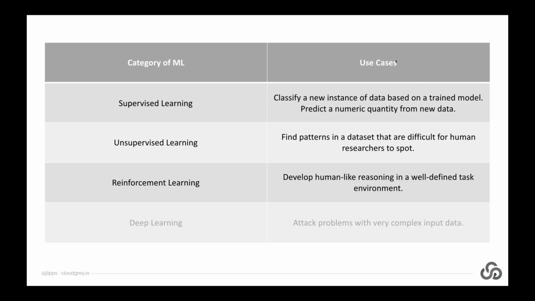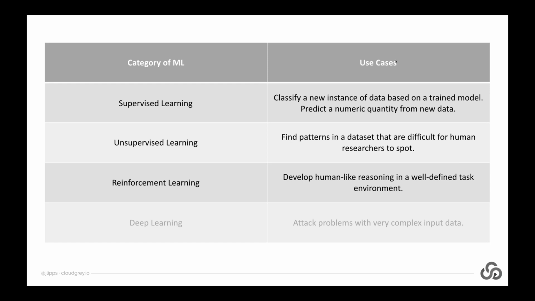So what are some use cases for each of these kinds of learning? We just talked about it in a very abstract way, but I think it might help to look at some use cases and then some specific examples. So with supervised learning, we might want to classify a new instance of data, some new data that we get from the world, based on a model that we've trained to classify existing data. So it helps us make a prediction about new data based on earlier data that we've seen.